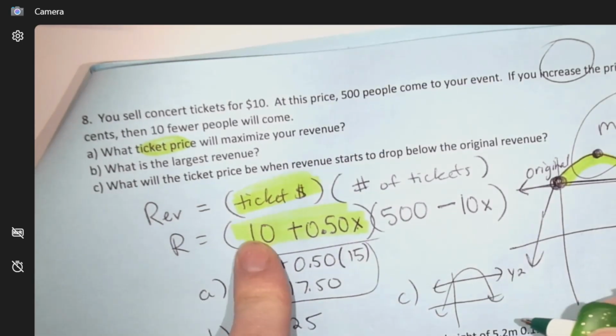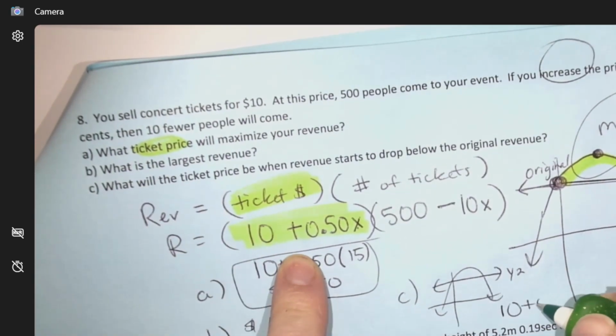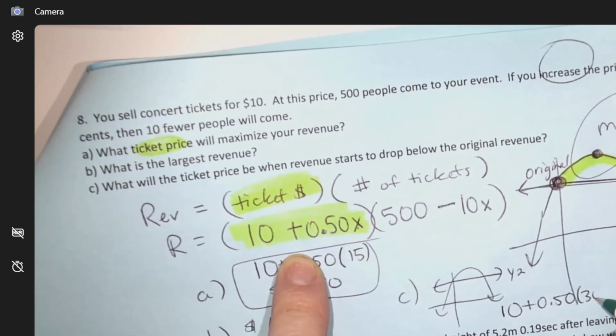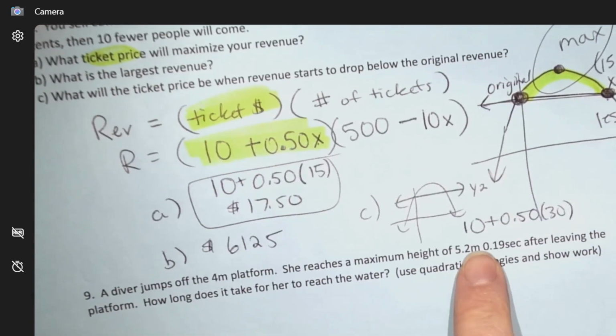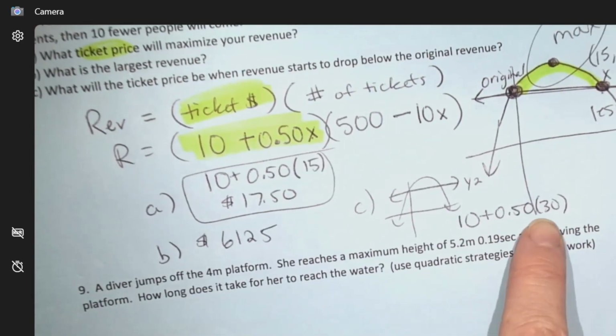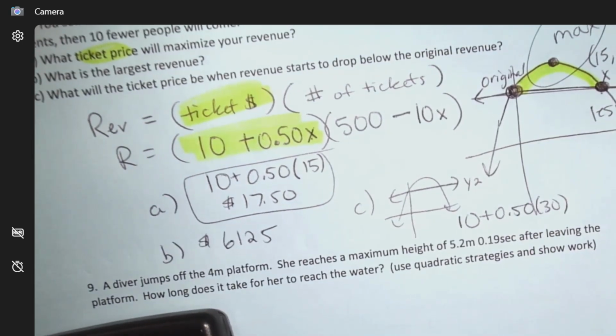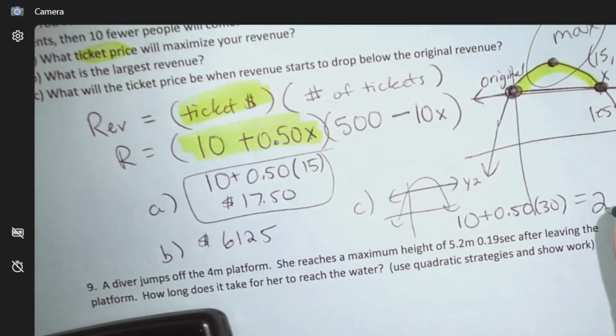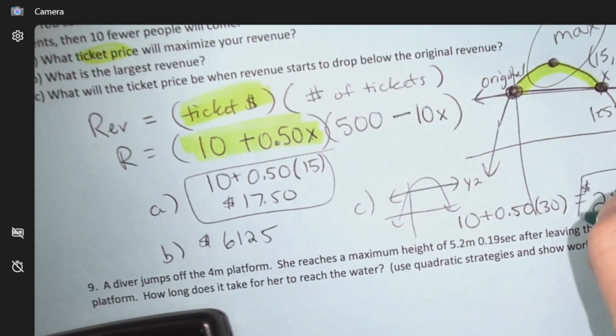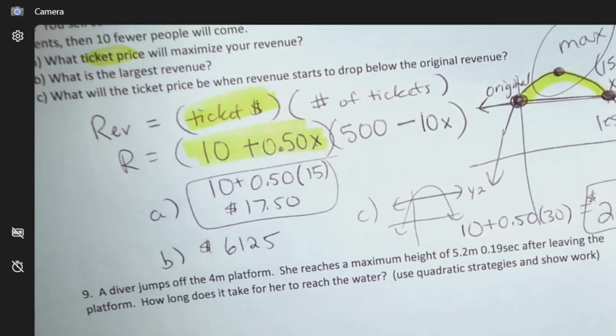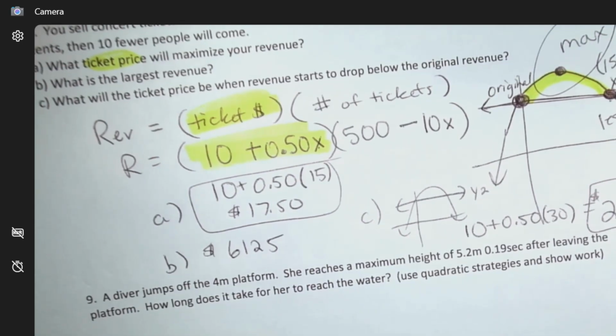So what is the ticket price? So the ticket price was $10, and what if I make 30 changes? And then you're going to be selling tickets for $25. Don't do any more than that because now you're going to drop in revenue.